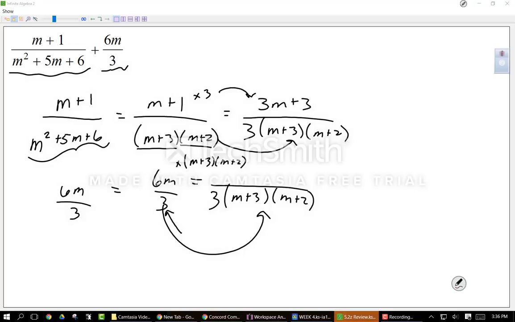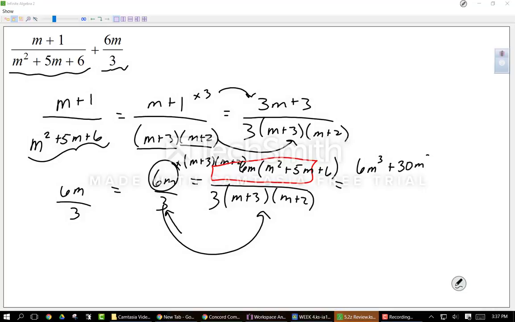So now let's figure out what my numerator is here after I multiply all of that stuff together. Well, it's the 6m still, right, from over here, times, I'm going to multiply m plus 3 and m plus 2 out. You can use a box. I'm just going to do it real quick. It's m squared plus 5m plus 6. That gets multiplied by the 6m that's out front. So I get 6m to the 3 plus 30m squared plus 30m. And that's over 3 times m plus 3, m plus 2.